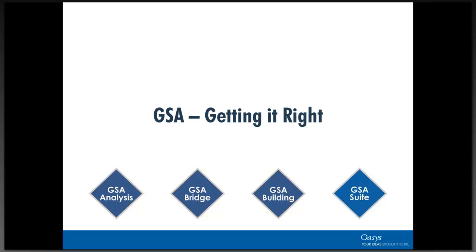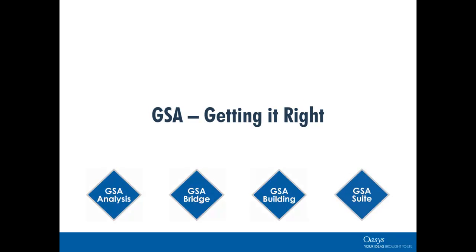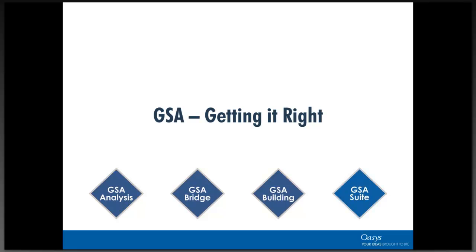As you can see, the topic of today's webinar is GSA: Getting It Right. What we mean by that is that GSA is a powerful program, and this means that you need to make sure that you are asking the right questions in the software to get the right answers. So what we are trying to do today is look at some typical modeling errors and show you how you can fix them in the future.